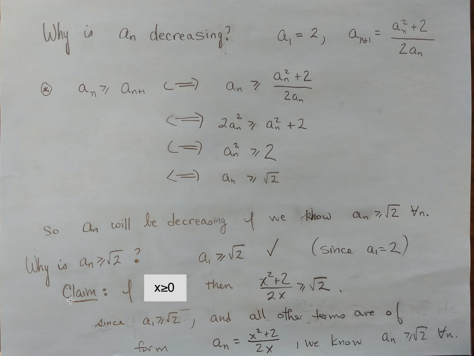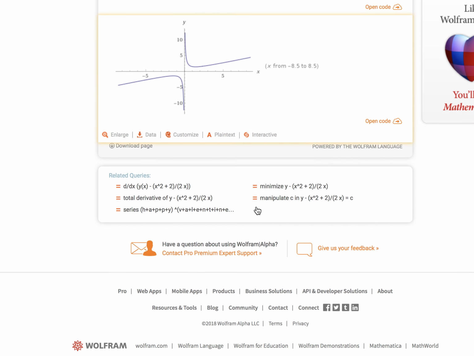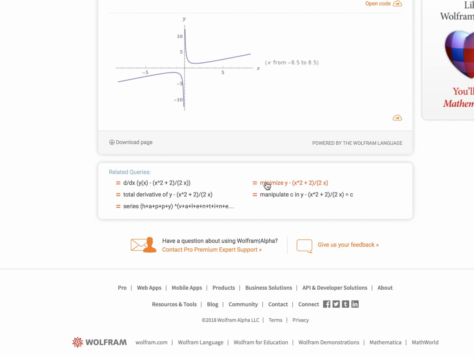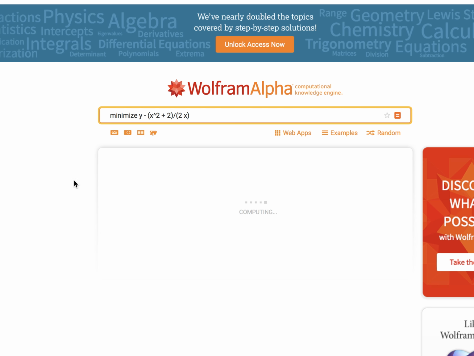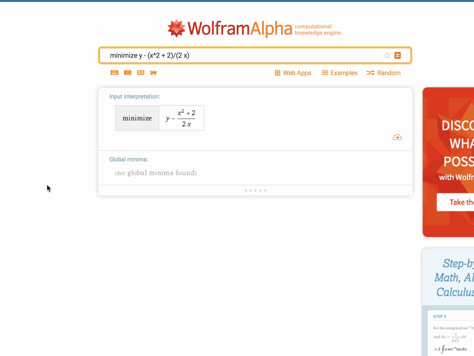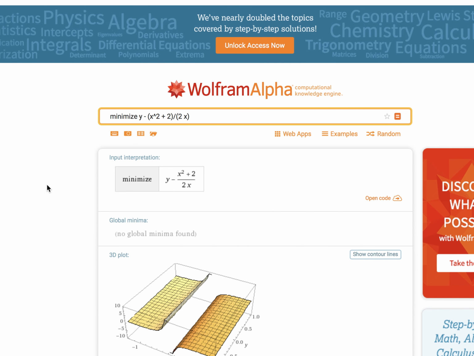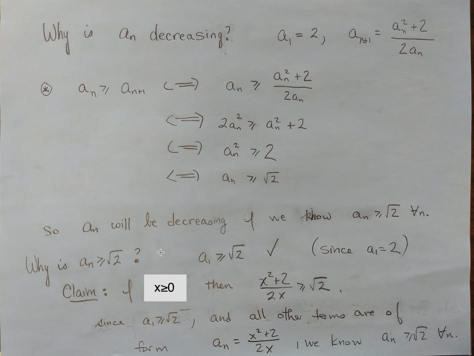So my claim, based on this graph, is that if we take a positive number x, and we plug in x squared plus 2 over 2x, then it's always going to be at least equal to the square root of 2. In fact, I'm curious if Wolfram Alpha, if we try to minimize this, it's not going to actually find it for us. But in any case, it is true that the minimum value is going to be square root of 2, which is exactly what we wanted. And once we know this, we'll basically be done.